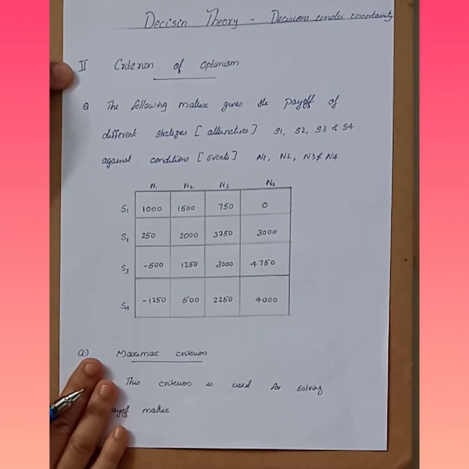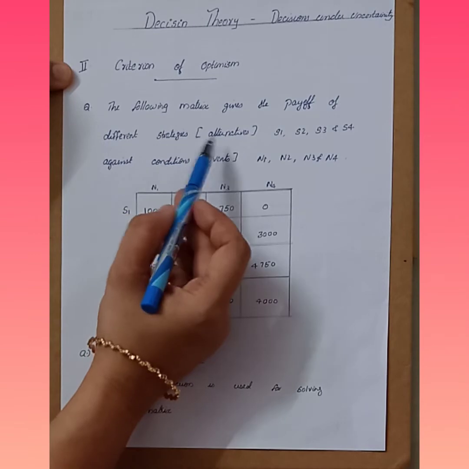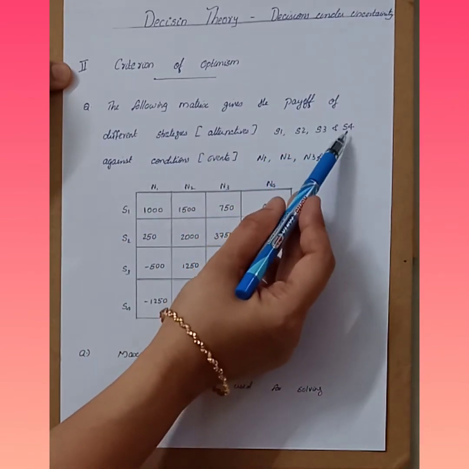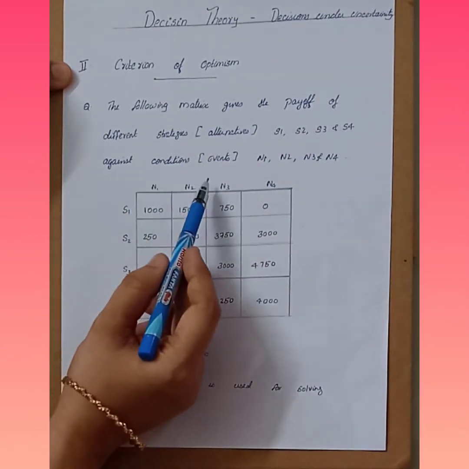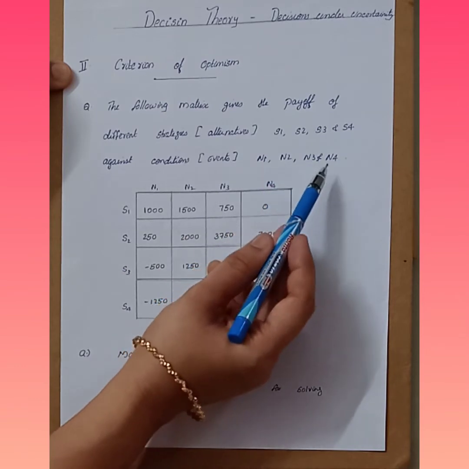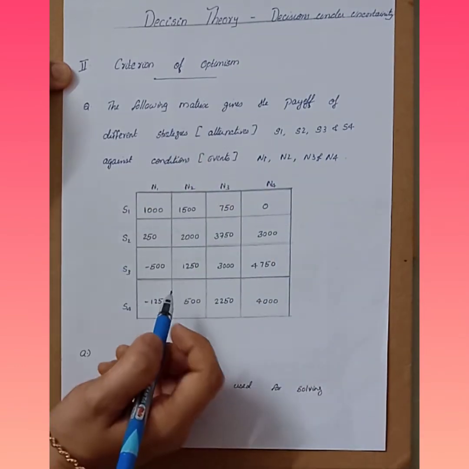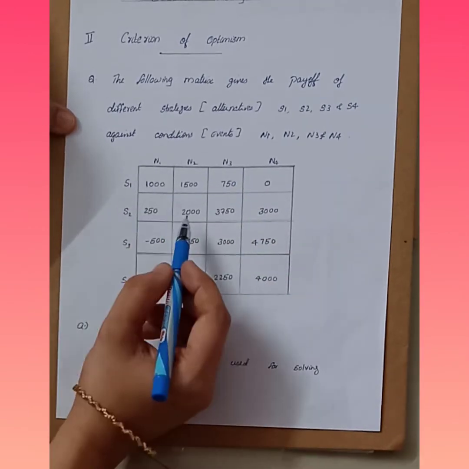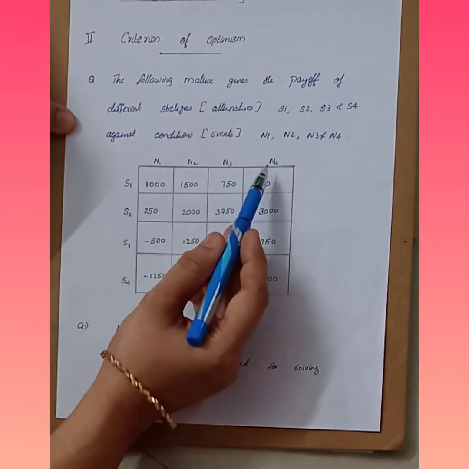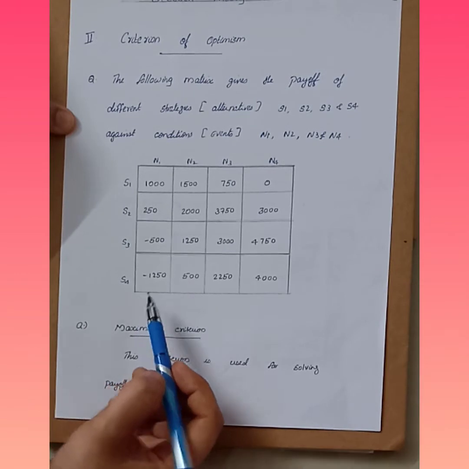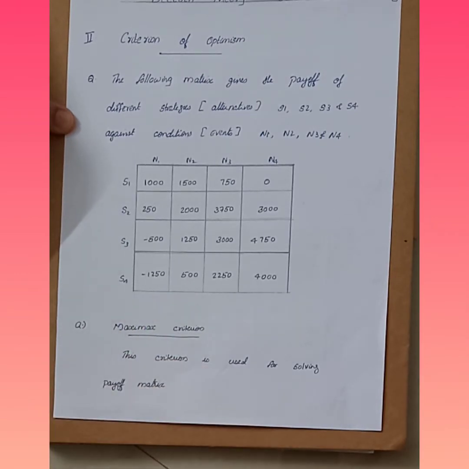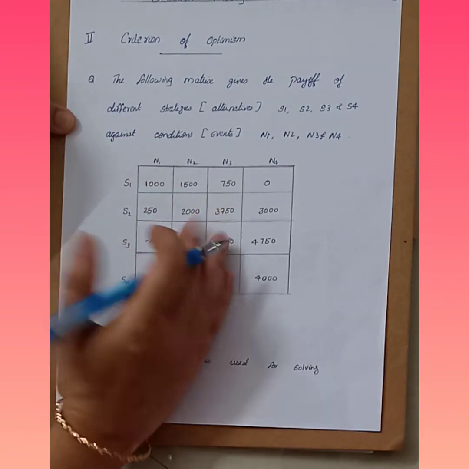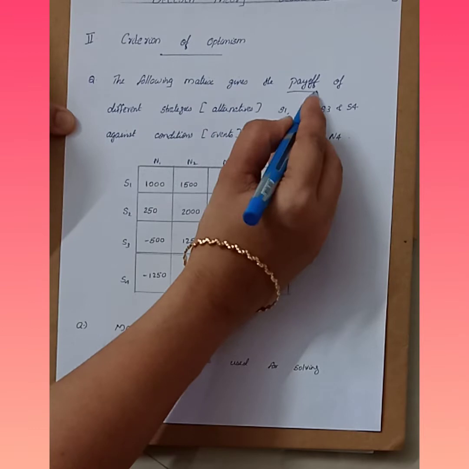The following matrix gives the payoff of different strategies or alternatives S1, S2, S3 and S4 against conditions or events N1, N2, N3 and N4. I have taken the same problem which we considered for the Laplace criterion. We have the same matrix, with 4 events and 4 strategies. Now we have to find out which strategy we will be adopting in different cases. As told in this problem, it is a payoff matrix.